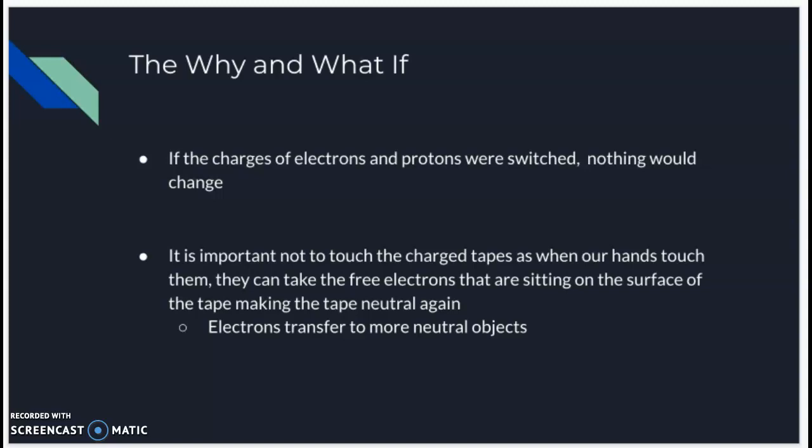And this second question is, why is it important to handle the charged tapes as little as possible? What happens when the charged tape comes into contact with your hand or other objects? I said it was really important not to touch the charged tapes much because when our hands touch them, they will pull some of the free electrons off of that charged tape, decreasing the charge of that tape. This is because electrons transfer from a charged surface to a more neutral object.